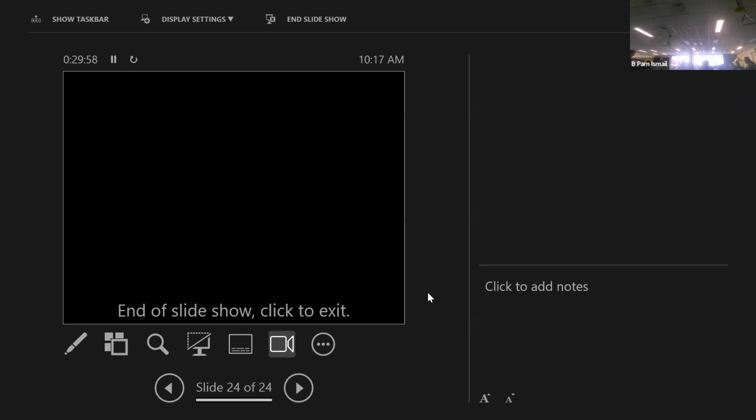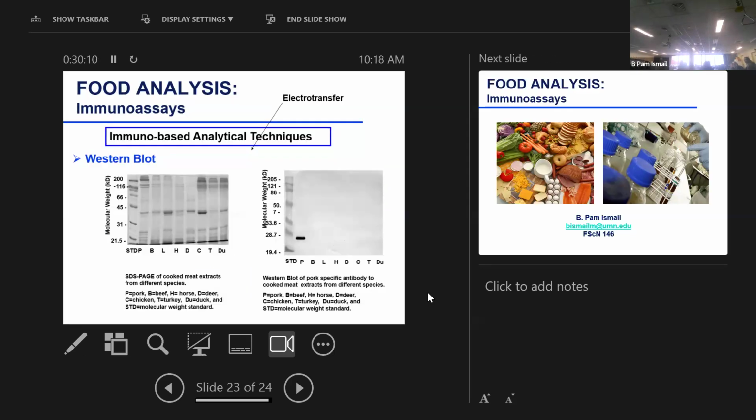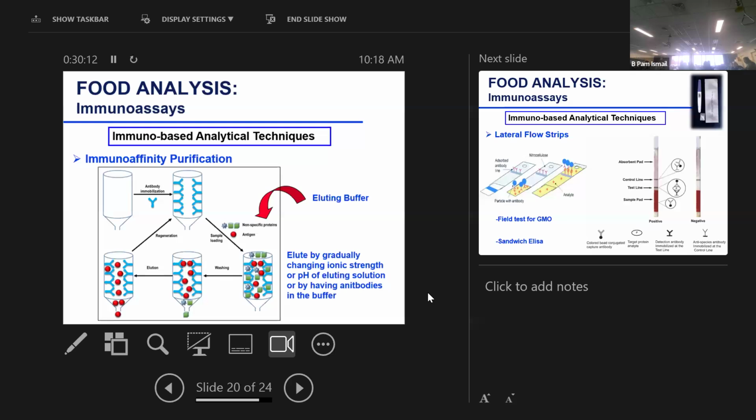Any questions? Yes. So once the antigen is bound, then you change the buffer. You change the ion and salt, change the pH, you change the way this antigen reacts with the antibody, because they react in a non-covalent interaction. So when you change the salt concentration and the pH, you will lose this interaction and the antigen will leave the column. Very good. Any other questions?